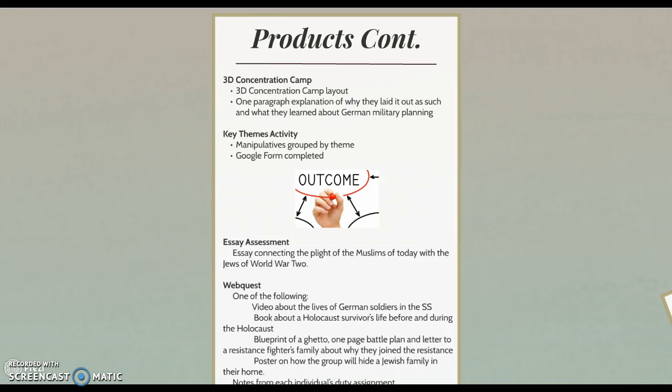And finally, within the web quest, students will develop one of the following: a video about the lives of German soldiers in the SS, a book about a Holocaust survivor's life before and during the Holocaust, a blueprint of a ghetto, a one-page battle plan, a letter to a resistance fighter's families about why they joined the resistance, a poster on how the group will hide a Jewish family in their home, and notes from each individual duty assignment.